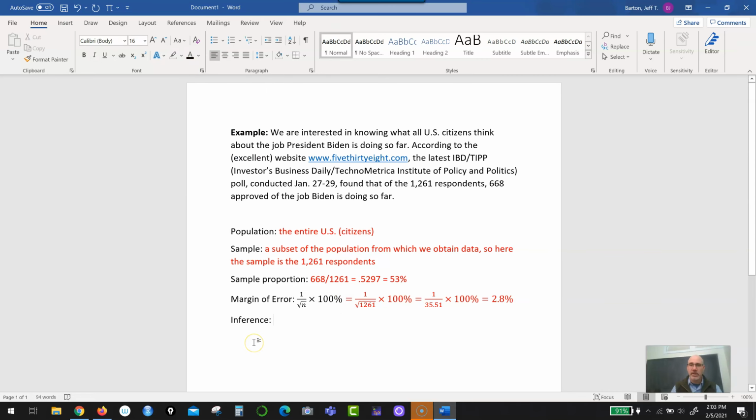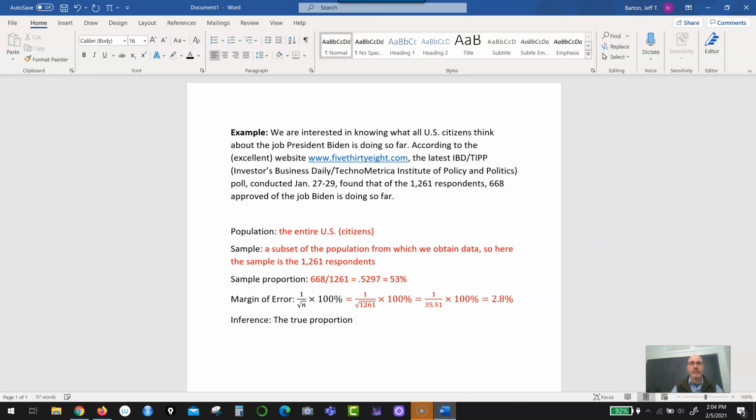Okay, so in our poll of 1,261 respondents, the margin of error is about 2.8%. So that says we're pretty sure our result is within 2.8% of the actual value. Right? So we have to make precise what we mean by pretty sure. We'll do that later in the term. But for now, we sort of estimate that we're about 95% sure that the true proportion of folks that approve of Biden's job so far is between about 50.2% and 55.8%. So that's our inference.